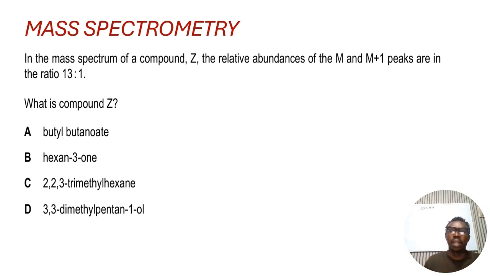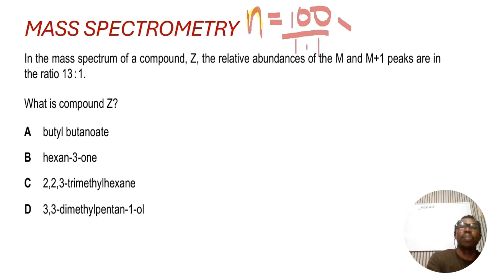So if you look at the peaks, the molecular ion peak is the peak that has the highest mass to charge ratio. If there's presence of carbon-13, there's going to be an additional peak, which is the molecular ion plus 1 peak. In that situation, we have to calculate the number of carbon atoms. To calculate the number of carbon atoms N, we use the formula: N is equal to 100 divided by 1.1, multiplied by the abundance of the molecular ion plus 1 peak, divided by the abundance of the molecular ion peak.